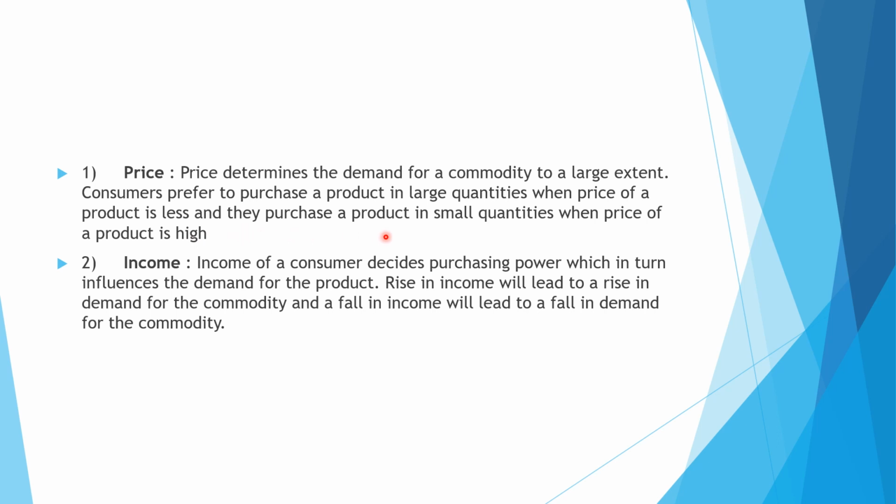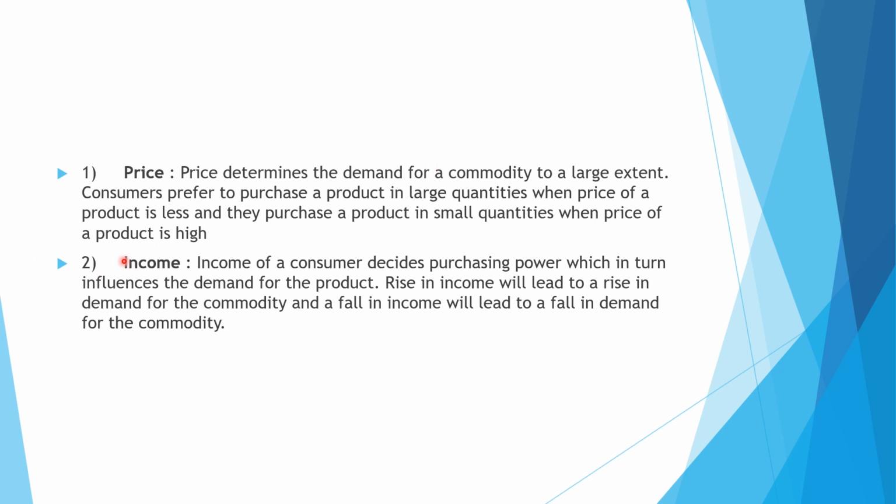And they purchase a product in small quantity when the price of a product is high. So if the price of that product is increasing, for example, if one kurta is for 600, then I will be buying only one. If the price of that kurta is 200, then in that case I will be buying more than one, three or four. So at 200, I can buy 4 kurtas.